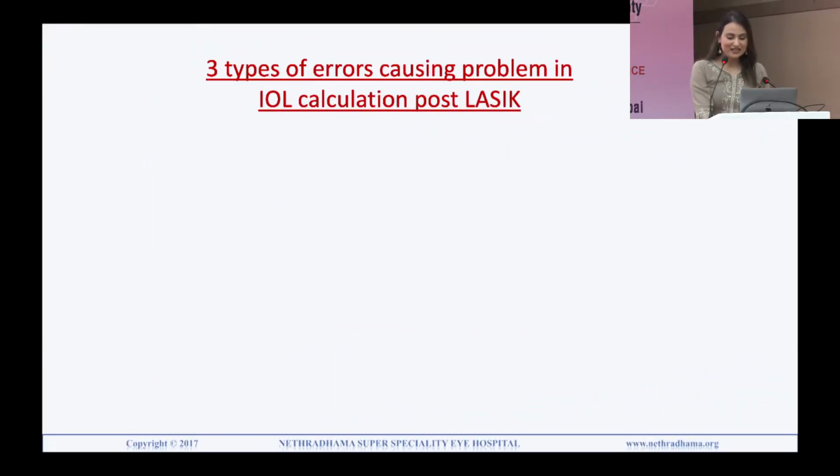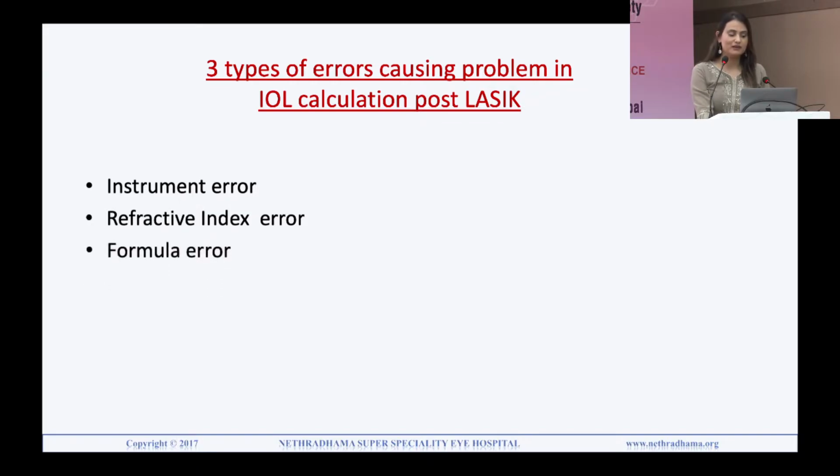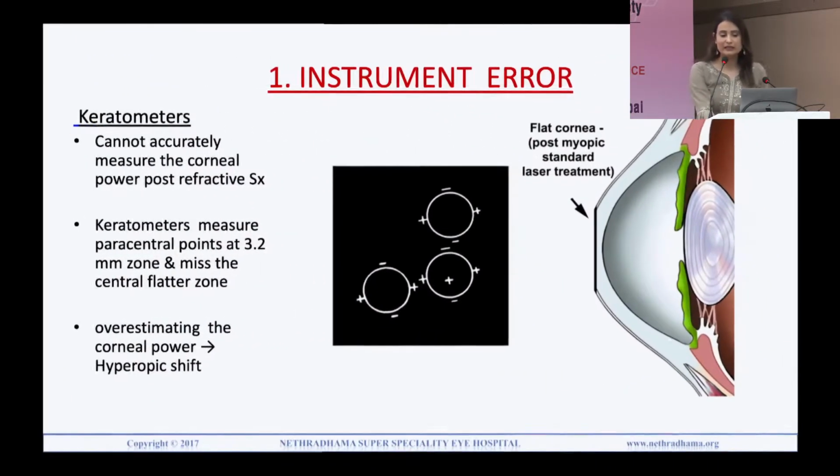So I'll directly go to the three main types of errors that cause problems in IOL calculation post-LASIK. The first error is the instrument error, the second is the refractive index error, and finally we have the formula error, also known as the ELP error.